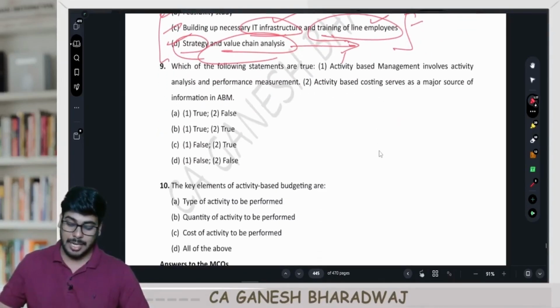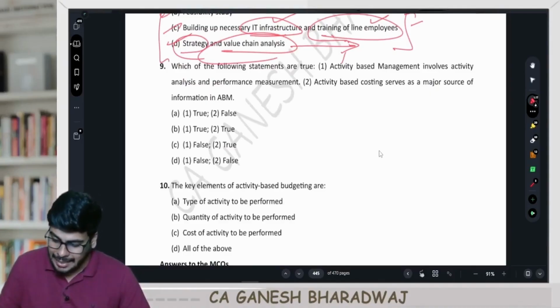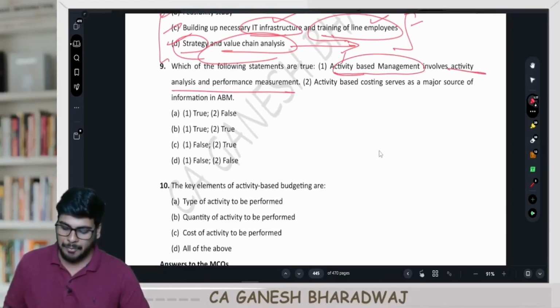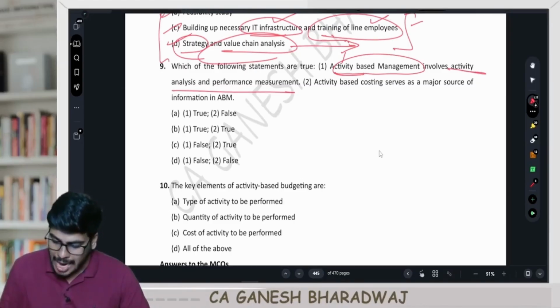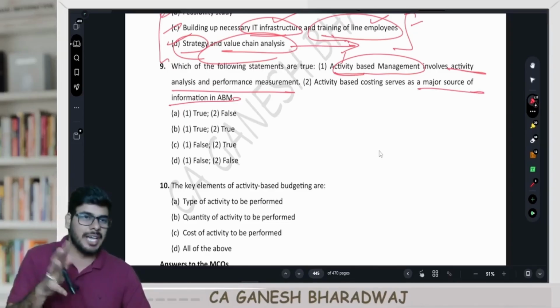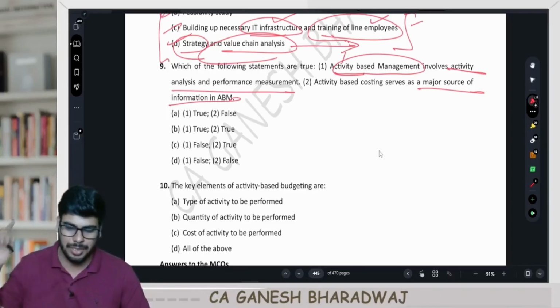Clear with this, guys? Next, which of the following statements are true? Statement number one, activity based management involves activity analysis and performance measurement. Two, activity based costing serves as a major source of information in activity based management. This is what they are saying, right? Activity based management means what? Look, taking decisions using ABC. That is what it means in simple words, right?